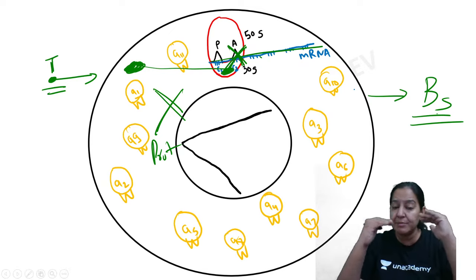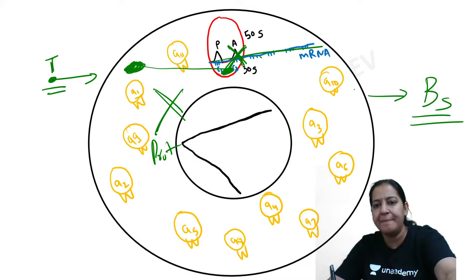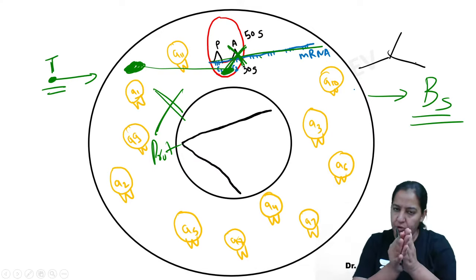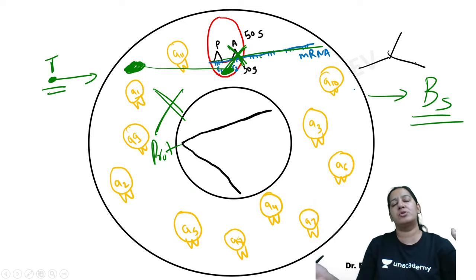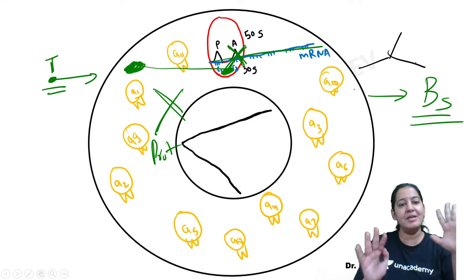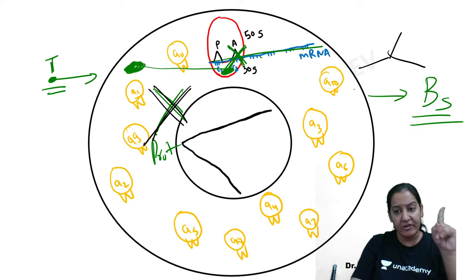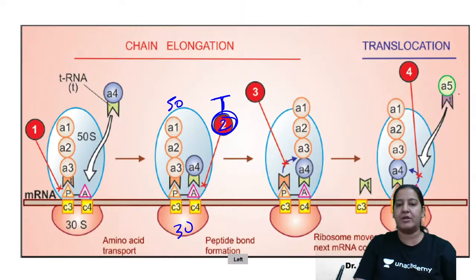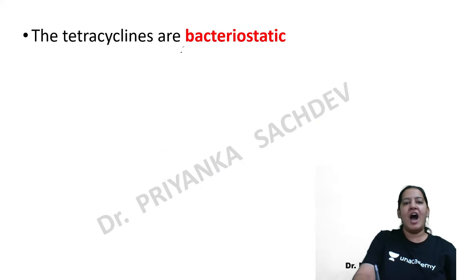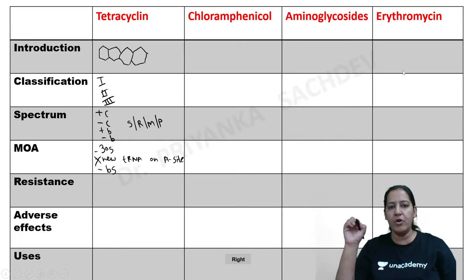It is bacteriostatic. This bacteria cannot divide because we know that whenever bacteria try to divide, to form two daughter cells out of one cell by binary fission, protein synthesis has to be doubled. But here, this bacteria cannot synthesize new protein, so it cannot divide. So tetracyclines are not bactericidal, they are bacteriostatic. You got the meaning? They are bacteriostatic, not bactericidal. Give me a thumbs up.